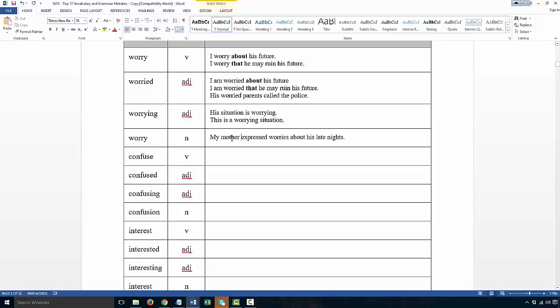So his mother, subject, expressed. You see, this is the verb, and this is the noun. So you have a good collocation here. This is how to use the noun worry. If you're using it in the object position, make sure you find the right verb collocation.